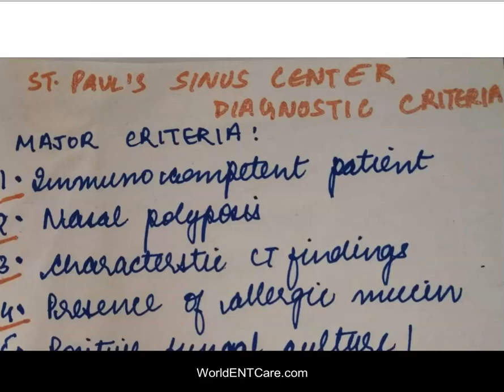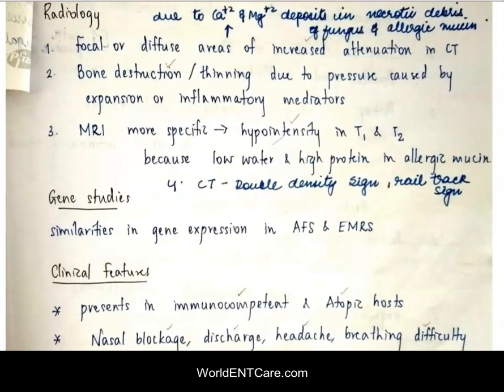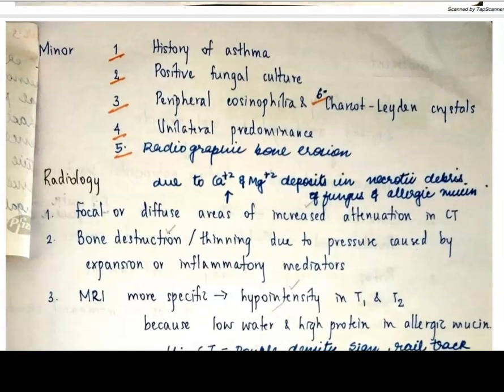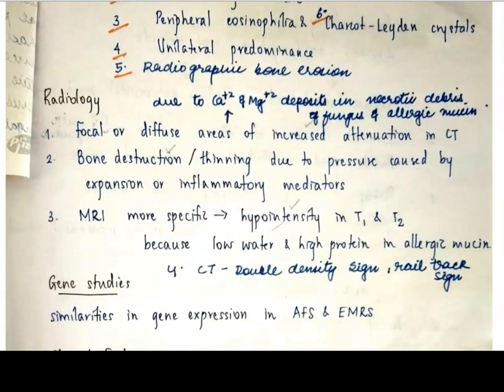And this has been recently added in Scott Brown 8th edition. So now coming back, in radiology we can do CT or MRI. We will see focal or diffuse areas of increased attenuation on CT scan. Mind you, we are talking about plain CT scans, and it is due to calcium and magnesium deposits in necrotic debris of fungus and allergic mucin. There will be bone destruction and thinning due to pressure caused by expansion or inflammatory mediators.